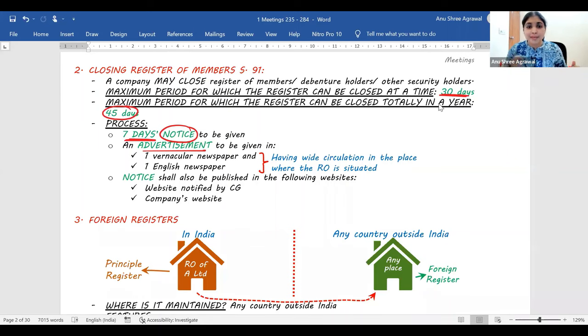But why does a company even want to close the register? Because imagine a company like Reliance Industries Limited. Every second, the shareholders are changing. Every second, the list of members is changing. So how will we decide to which shareholder we should give dividend, to which shareholder we should give bonus shares, to which shareholder we must give rights shares?